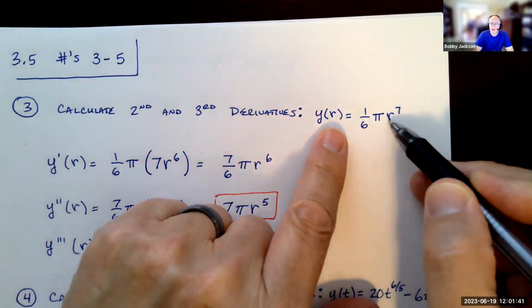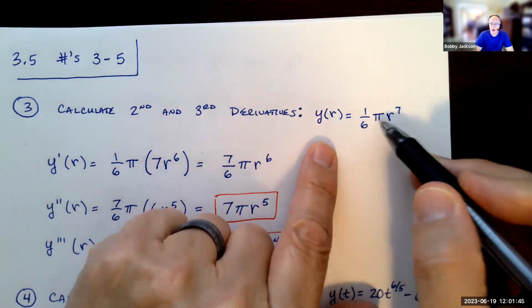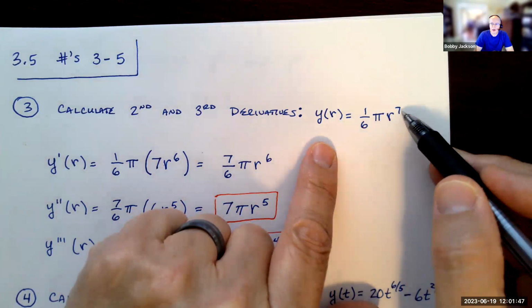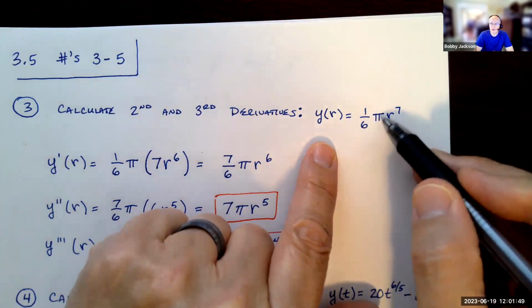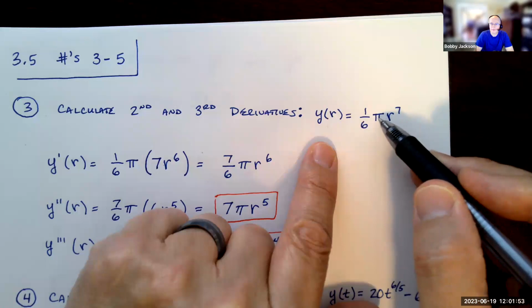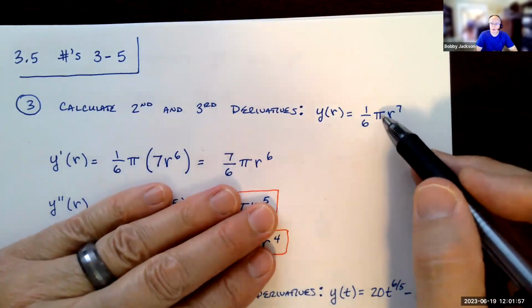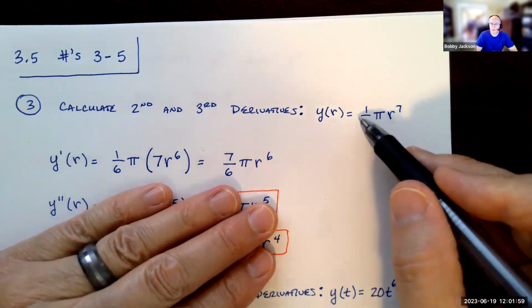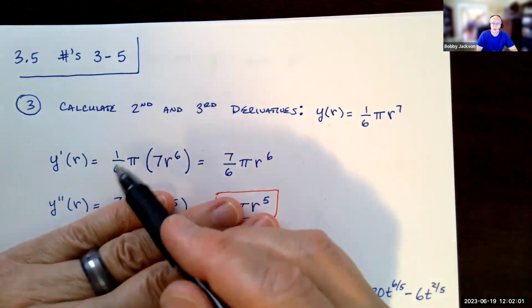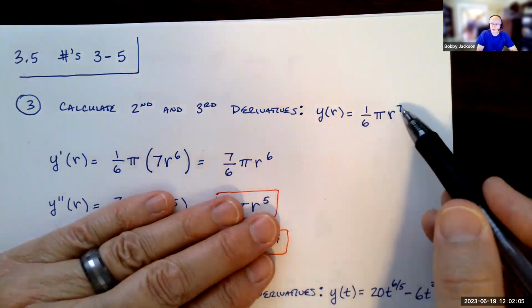So r is our independent variable, and it's 1/6 pi r to the 7th power. We want to give exact values. Do not replace pi with 3.14, right? Leave it as pi. Okay, so first derivative, we're going to be using the constant multiple rule and the power rule, right? 1/6 pi is a constant multiple, so I pull it out. And the derivative of r to the 7th is power rule.